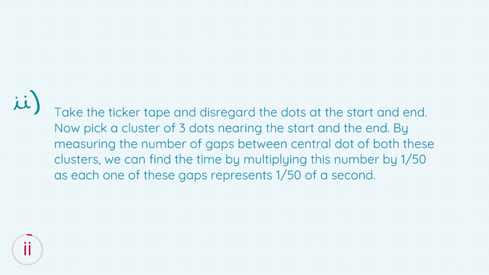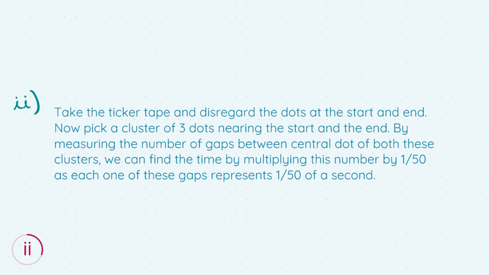Taking the ticker tape after it's been used by the machine, we see that there's going to be a series of dots. Disregarding the dots at the immediate start and the immediate end, this is done because sometimes there's inaccuracies at the start or the end as the car is slowly speeding up or slowly coming to a stop. We have to pick a cluster of 3 dots nearing the start and nearing the end.